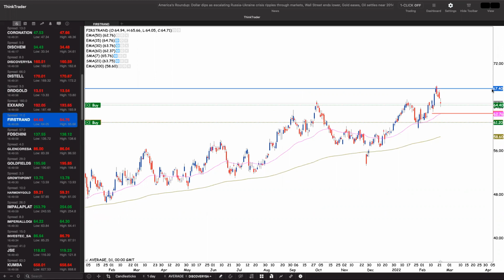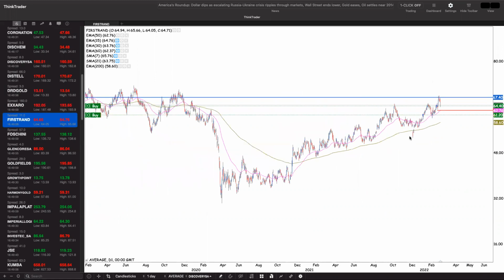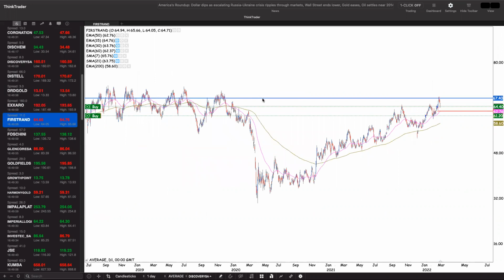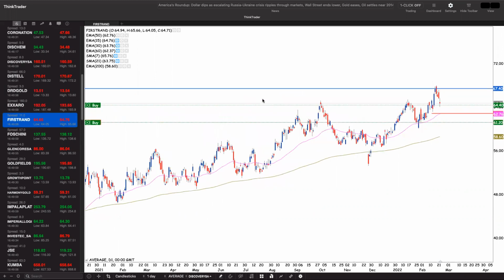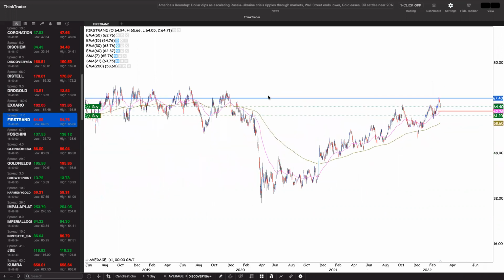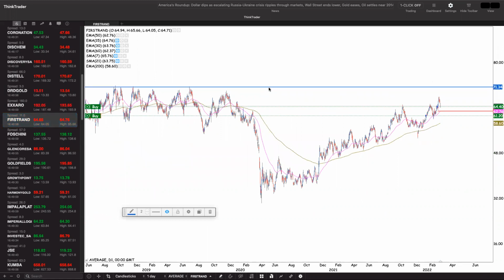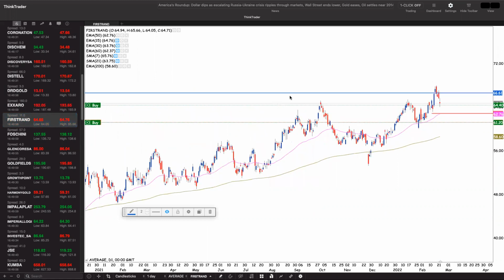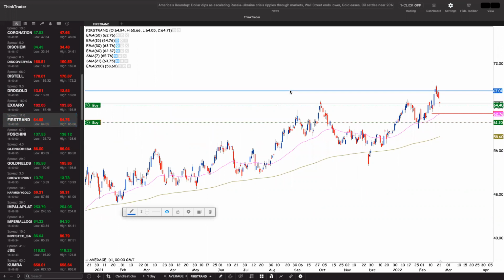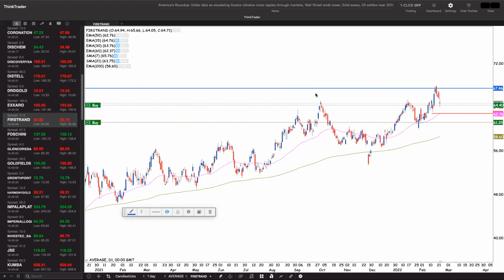First Rand, waiting for that 65, new high close. If you can look back, it's an important level, right? Looking for the new high close. I was actually waiting for that until that happens, right? So when it comes back above 65.50, raise my stop to just below the 50-day exponential moving average ever so slightly, and then I want to add to the position.